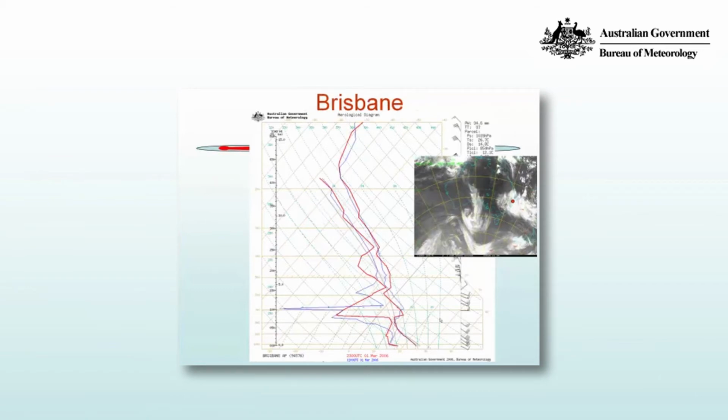That's Brisbane. Brisbane looks a bit more complicated. Again, there are multiple layers. Pause the video and work out where you think the cloud bases and tops are for each of these.